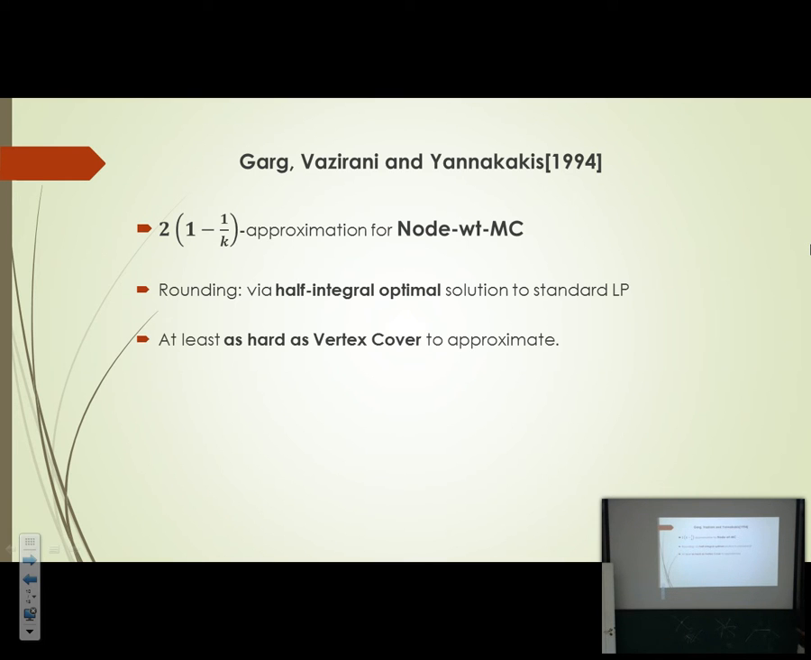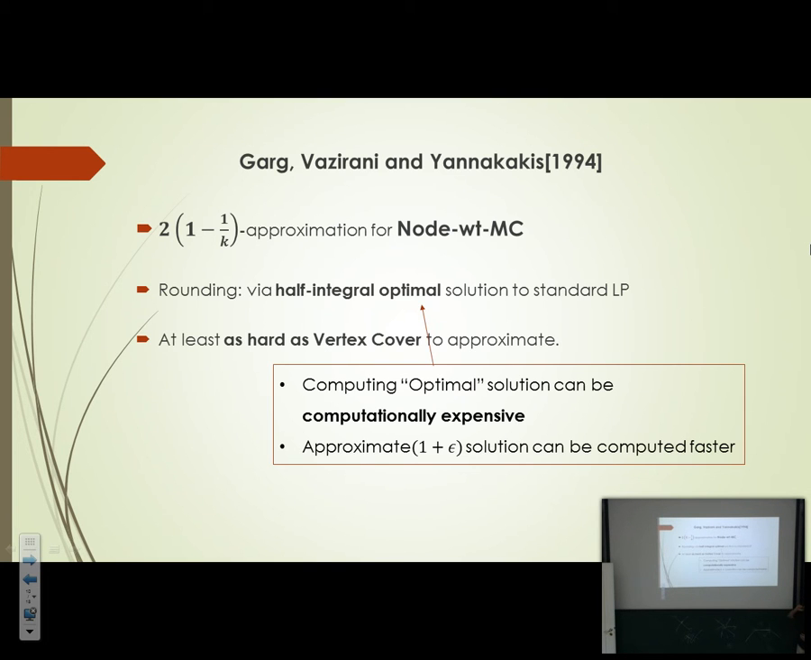And they also reduce vertex cover to node-weighted multiway cut in an approximation-preserving fashion. So this problem, node-weighted multiway cut, is at least as hard as vertex cover. Under the unique games conjecture, vertex cover is hard to approximate better than 2. So 2 approximation is the best we can hope for node-weighted multiway cut if we assume the unique games conjecture.